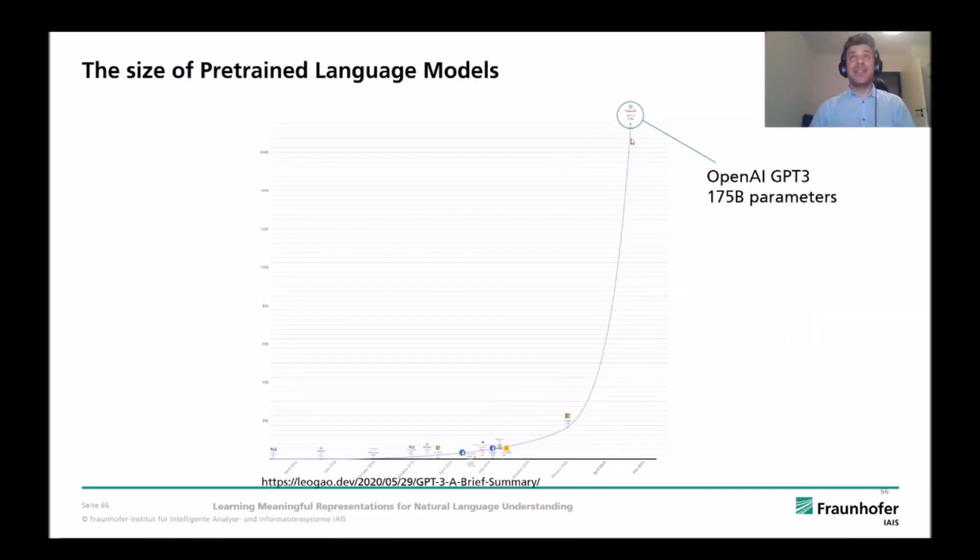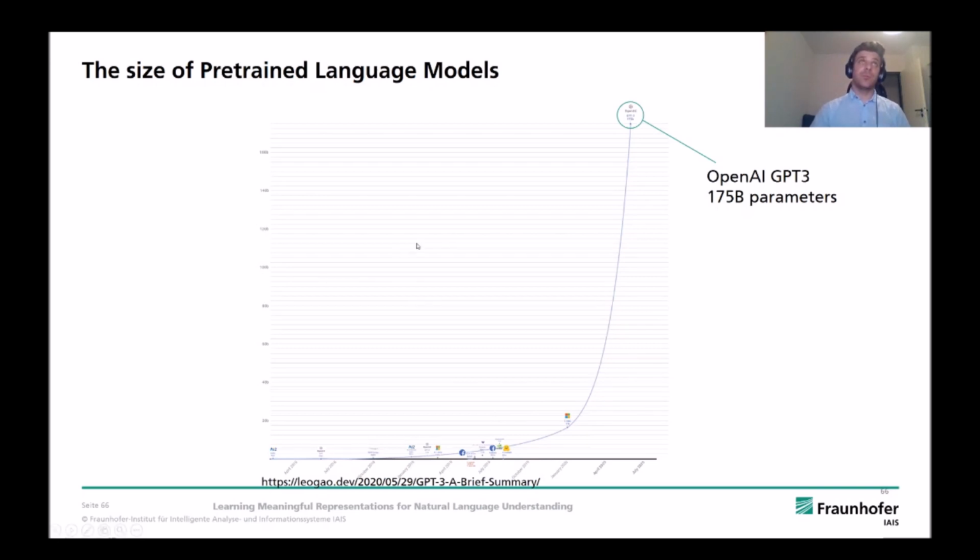Now, as you can see here, GPT-3 is way larger than all of the models we've seen so far. It is in fact more than 100 times larger than GPT-2. It's by far the largest transformer-based language model, or even language model, that has been released to date. It has 175 billion parameters.